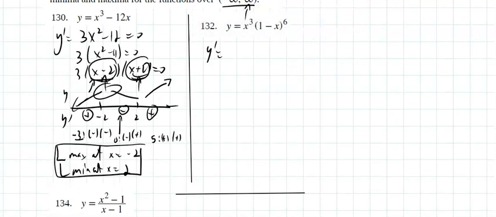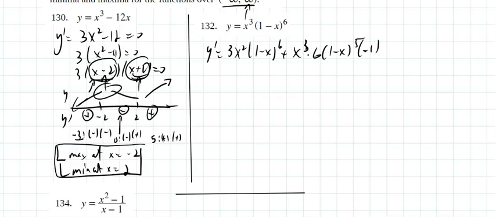What's the derivative? Well, product rule. 3x squared times 1 minus x to the 6, plus x cubed times, bring the power down, subtract 1 from the power, times the derivative of the inside. Now, where does that equal 0?